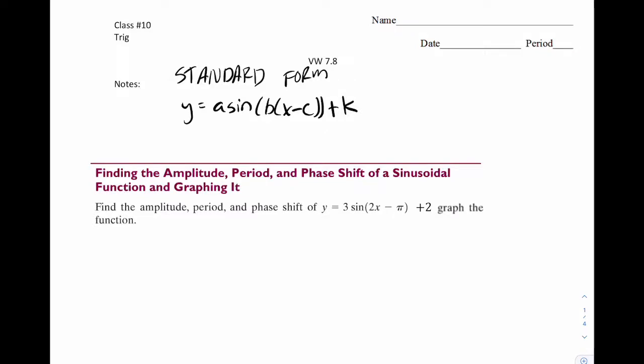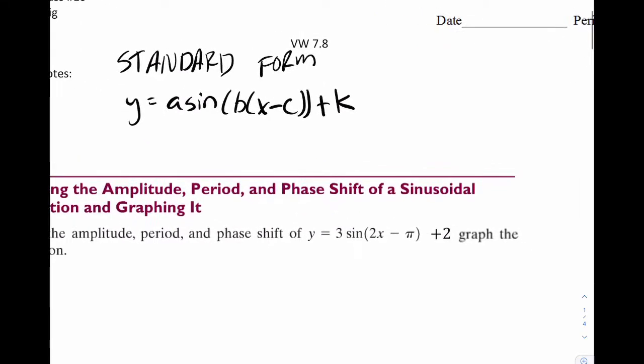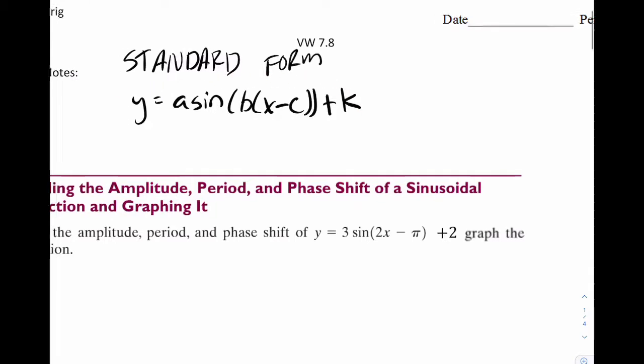Welcome to VW 7.8. Today we're going to finish up graphing and talk about how to shift the graph left and right. So first, take a minute and just write down, I call this standard form. Notice how it's A sine B quantity x minus c plus k. You always want to be in this standard form when you're graphing.